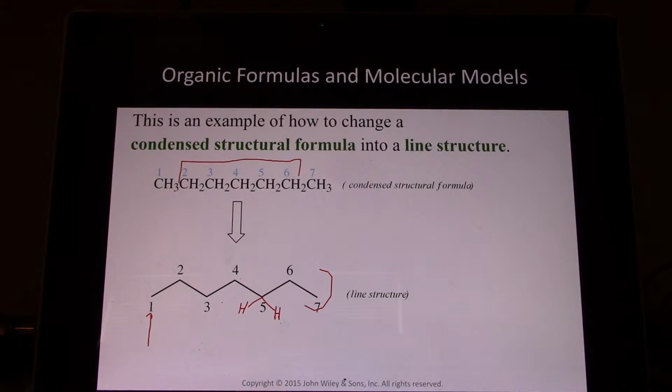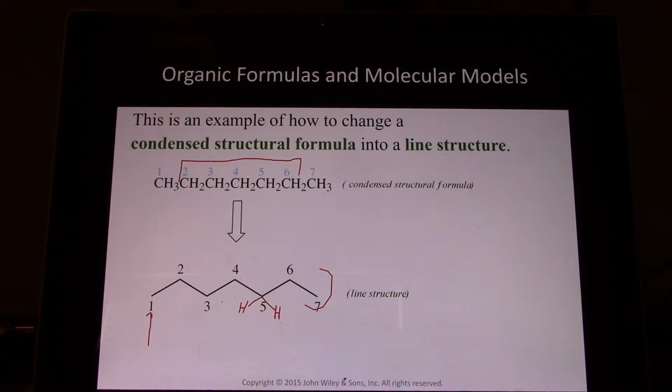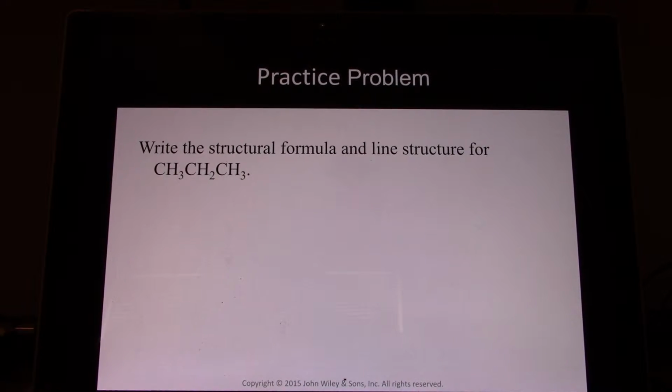You're just drawing the carbon backbone and any non-carbon hydrogen atoms, and then it's just understood that the hydrogens are filled in as would make sense. Remembering that there's always 4 bonds to a carbon. I can either have 4 single bonds, 2 single bonds and a double bond, 2 double bonds, or a single bond and a triple bond, but there's always 4 bonds on a carbon.